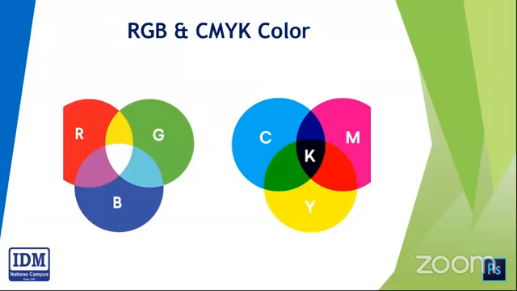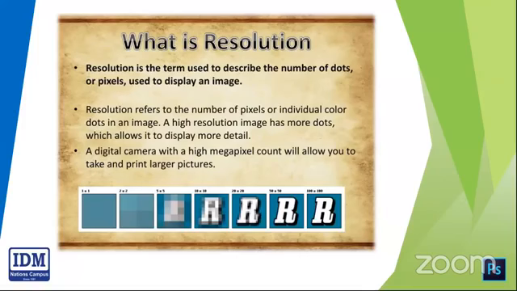So next one is resolution. You should know what resolution is. I'll show an example in Photoshop also. Resolution is the term used to describe the number of dots or pixels used to display an image. For example, in your mobile phone, you will see a clear picture, but if you zoom in to the maximum, maybe you will see some boxes like that. We call those dots. So how many dots there are per inch, in 1 inch, how many dots there are, we call the resolution.